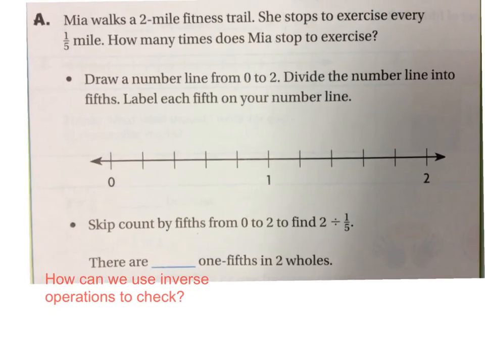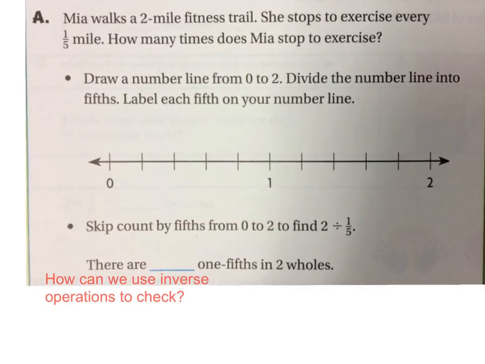Now, Mia, she's concerned about her health. So she's walking a 2-mile fitness trail, okay? So the total length of the trail is 2 miles long.